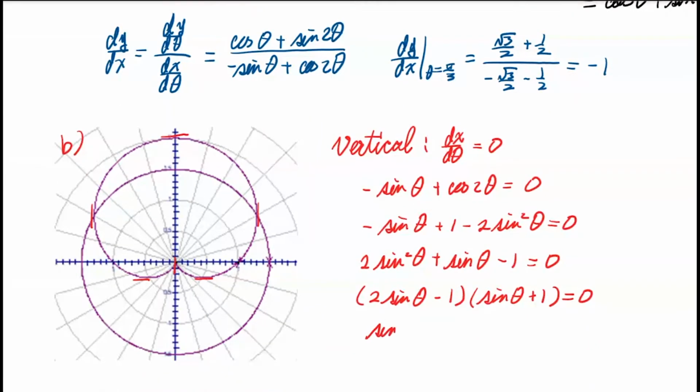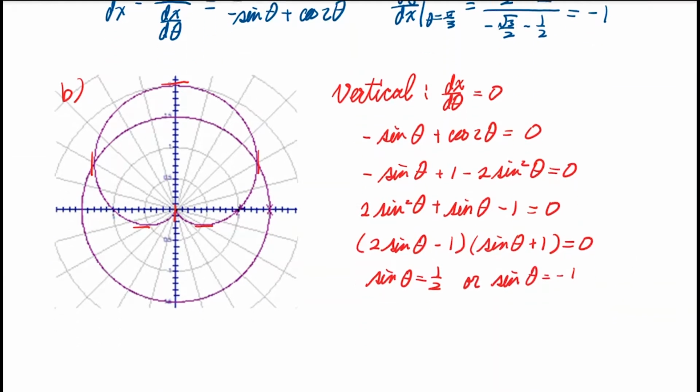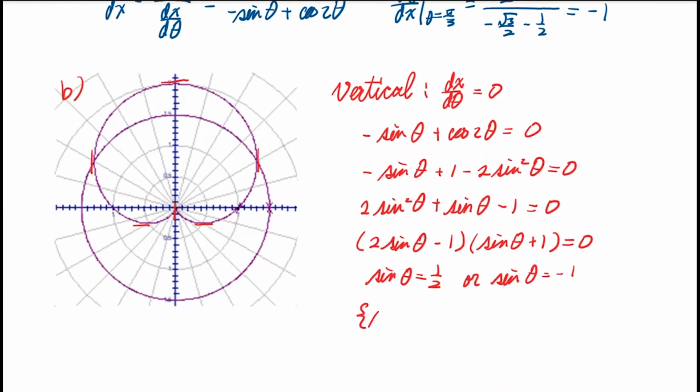That tells you sine theta is equal to 1/2, or sine theta is equal to -1, lo and behold. So we have the theta solution set: pi over 6, that one, 5 pi over 6, that one, and this, of course, 3 pi over 2. Wow, that's amazing, huh? Yeah.